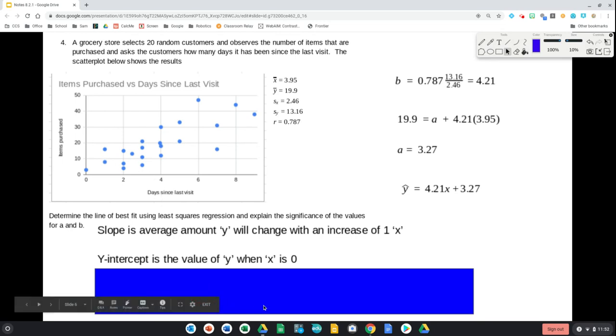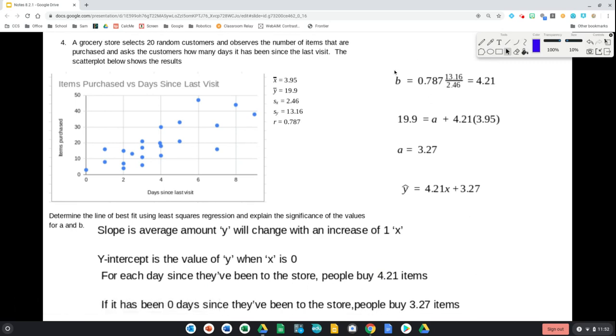So again, to reiterate, the slope means that for each day since they've been to the store, people buy 4.21 more items. And then the y-intercept, that 3.27, means that if it's been 0 days since they've been to the store, they're still going to buy 3.27 items when they come in. So maybe you went to the store earlier in the day, you come back in the afternoon because you forgot something, you might have to buy just 1 item or 2 items or 4 items. But on average, it'd be 3.27 items. But for every day it's been since you've gone to the store, when you go back, you're going to buy 4.21 more items on average. And so that's the significance of those two numbers that we just calculated.